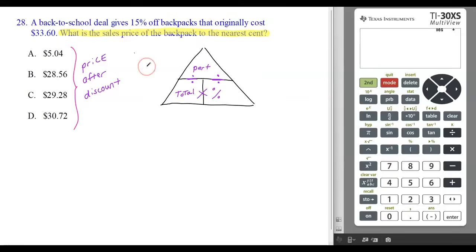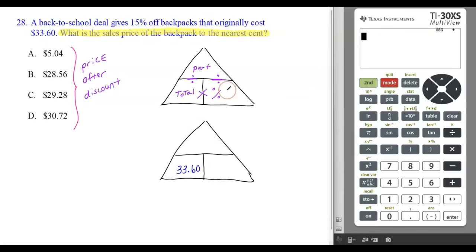Now let's fill in this little diagram. I'm going to draw it again. See if we can fill it in. The total is just going to represent the total cost of the backpack originally, which would be $33.60. So this will be $33.60. Right here, I'll replace this total here with $33.60. And the percent, well, which number has a percent symbol next to it? It's the 15. So I'll put the percentage piece here, which is 15%.